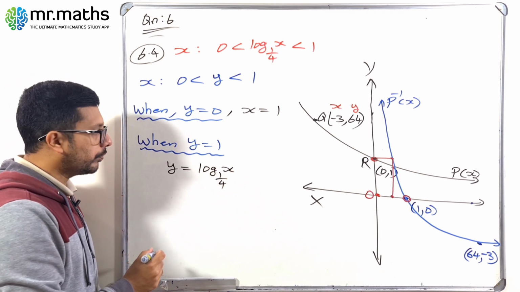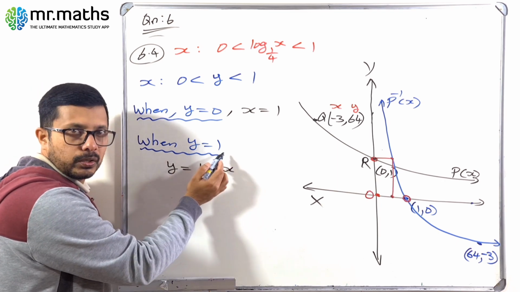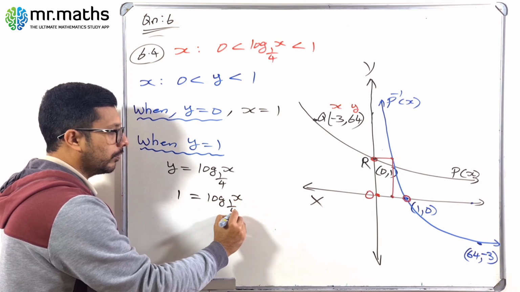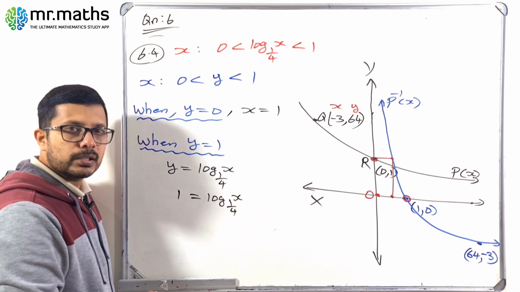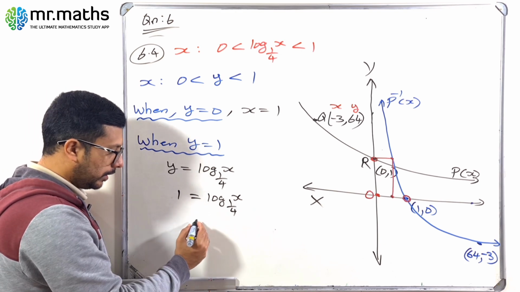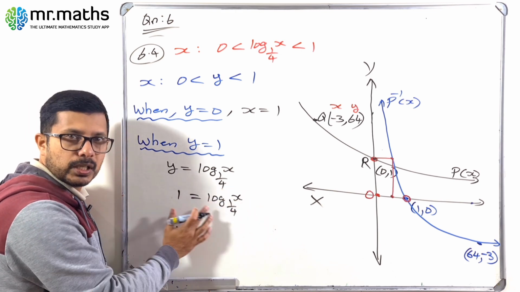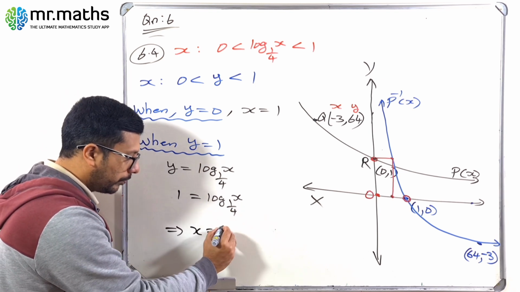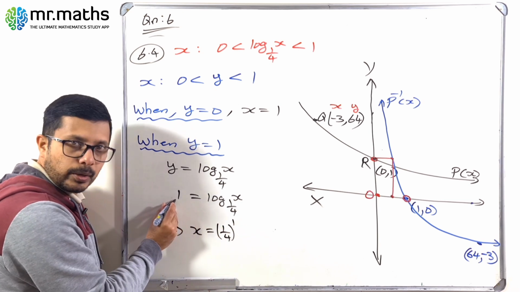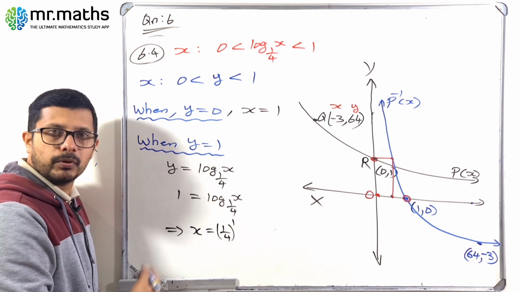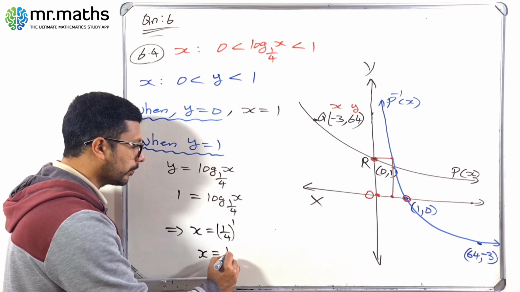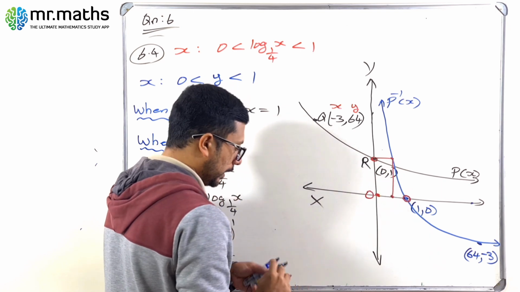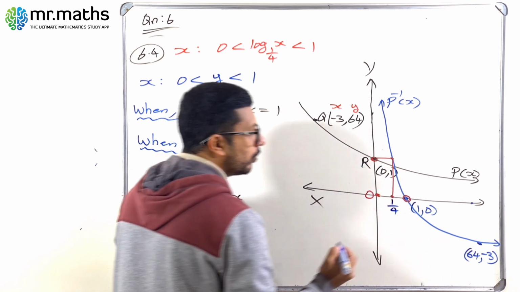Okay, so I am trying to find what is the x value when y is equal to 1. So y is equal to 1, 1 is equal to log x to the base 1 over 4. Okay, so how can you write this in exponent form? This implies that x is equal to 1 over 4 raised to this number. Okay, 1 over 4 raised to 1 means 1 over 4. So what is the x value? 1 over 4. It means that when the value of y is 1, the corresponding x value is 1 over 4. You understand?